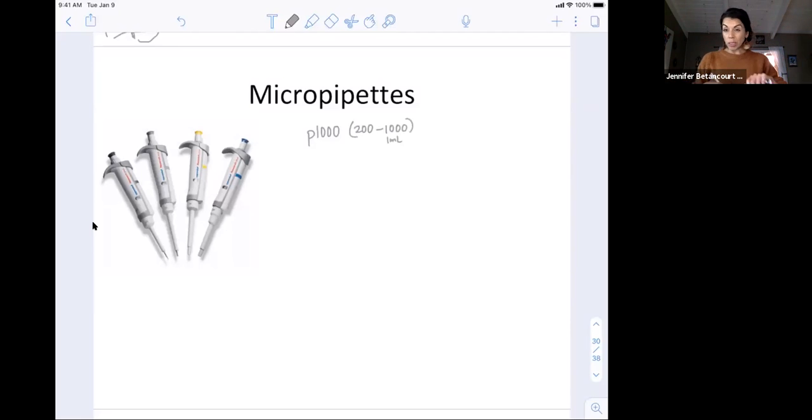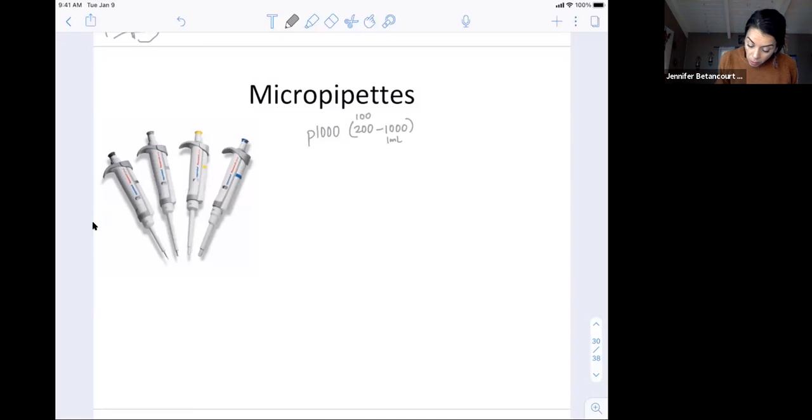We always talk about volumes with pipettes in microliters, which is why we call these micropipettes. Even though this large one can aliquot 1 milliliter, that is 1,000 microliters. Some P1000s can actually aliquot as low as 100, but again, it's usually written on the top here.